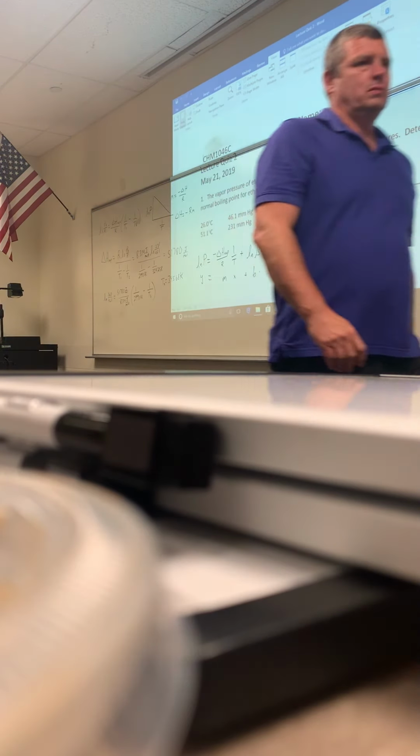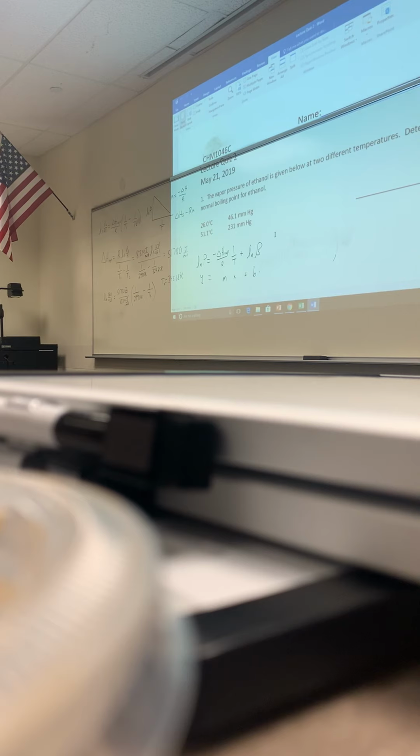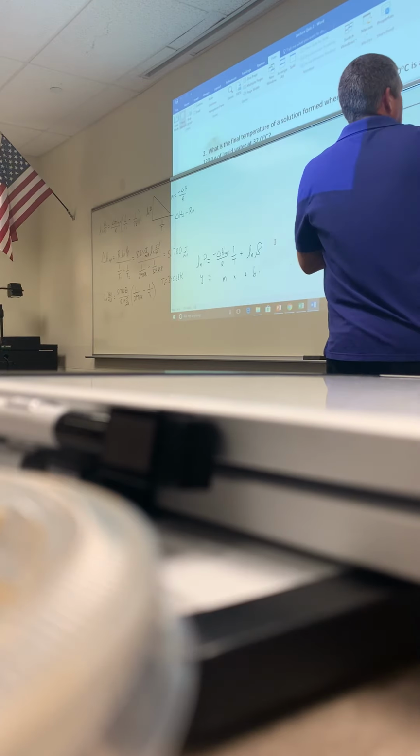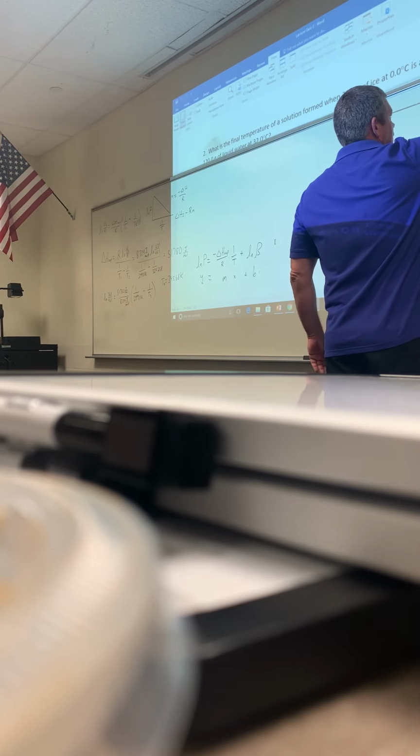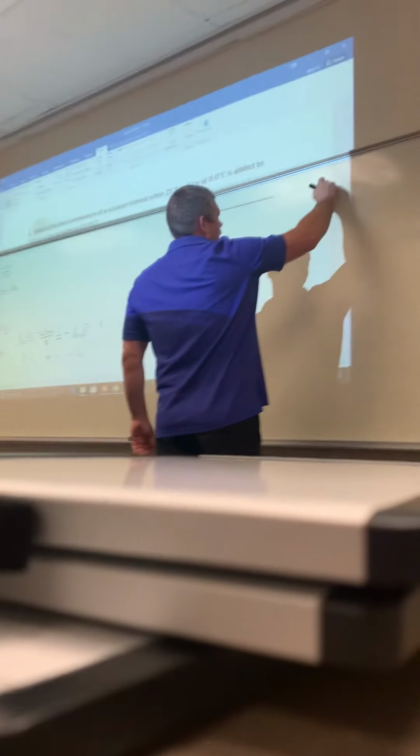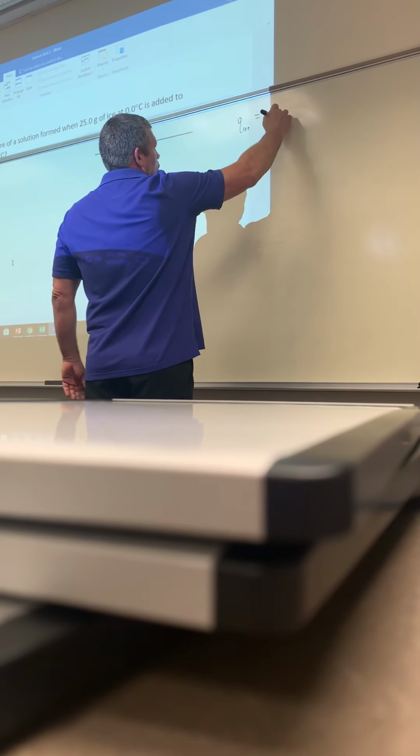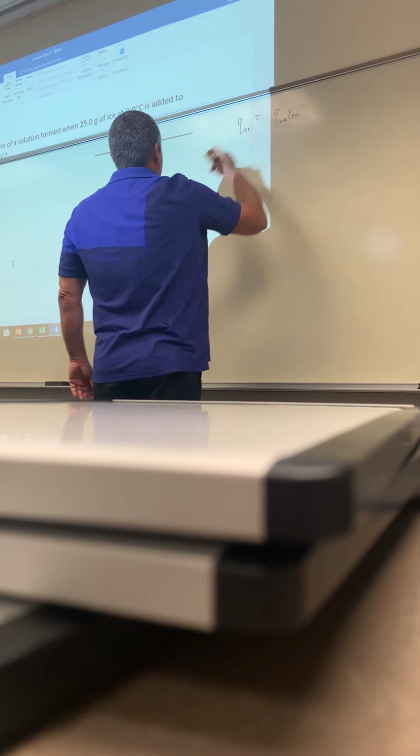Damn algebra. All right, question 2, which is also an 11. Temperature of solution from 25 grams of ice. I'm going to go a little faster on this one. Energy is conserved, right? So the heat changes the ice and the heat of the water. Which one of these is going to be positive, left or right? Which one's going to be a positive heat?